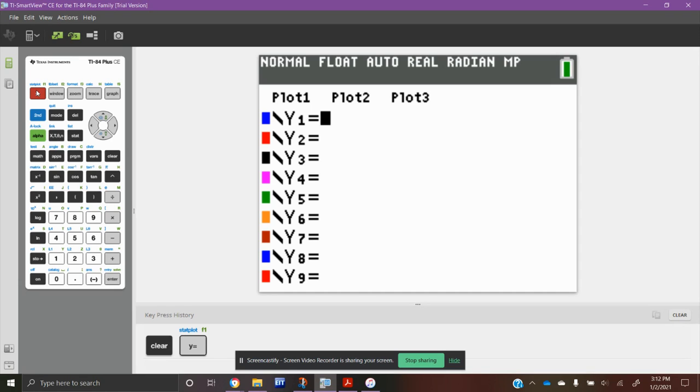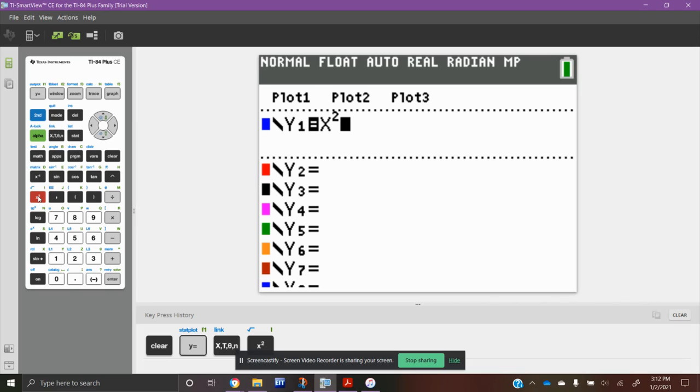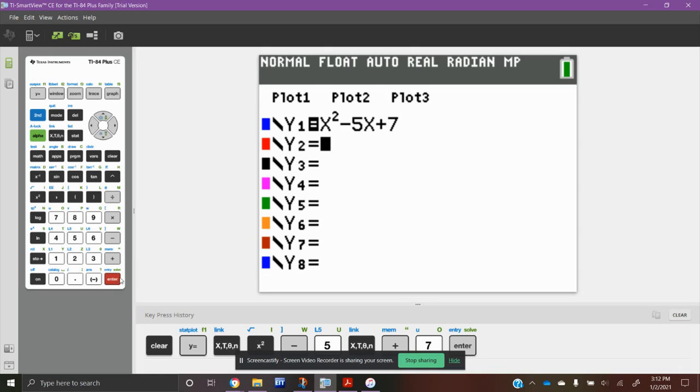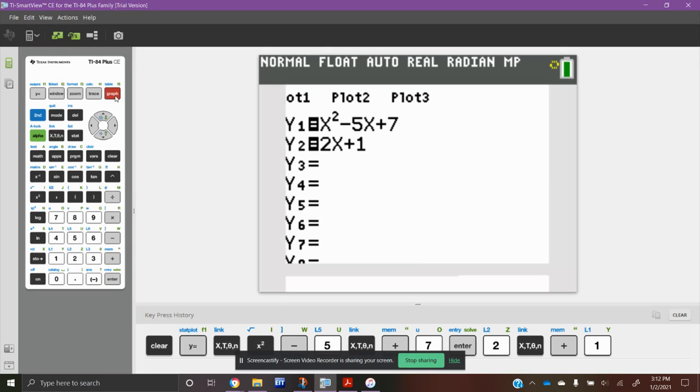I'm going to put in two of them, and these are found in your notes packet that is shared in the agenda. The first one is going to be y equals x squared minus 5x plus 7. And then our second one is going to be a linear, so y equals 2x plus 1, and graph.